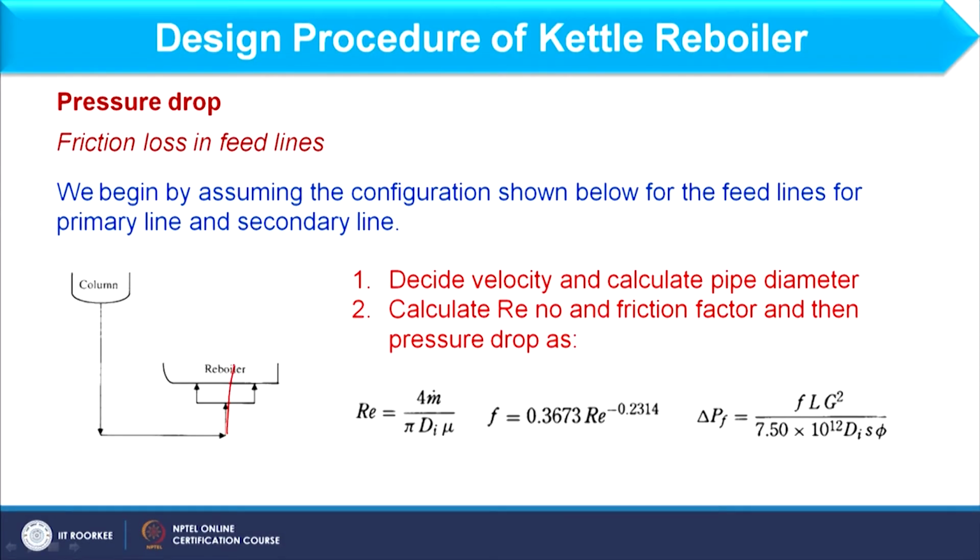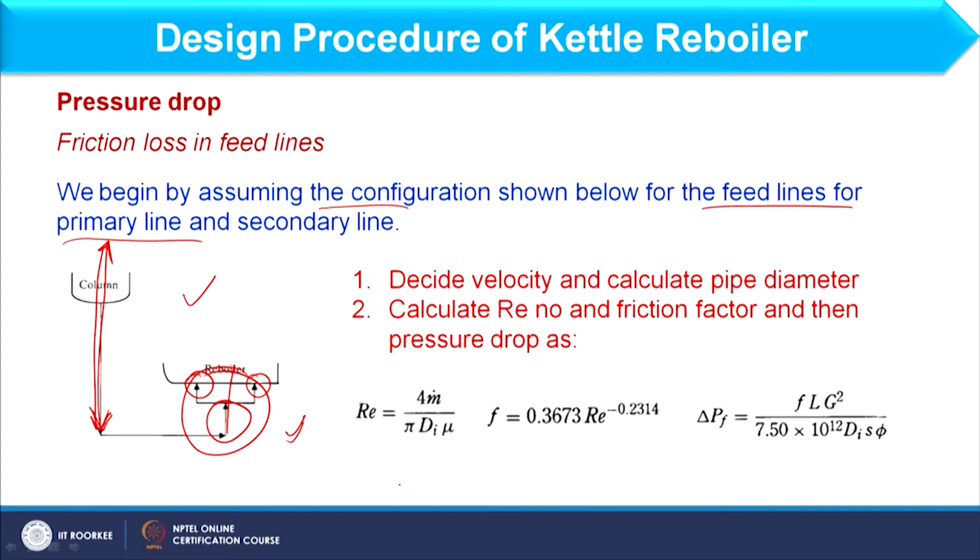If you consider, the feed line is basically this line. The pressure drop which is available in this line, that we already calculated, and this we name as available head. Now, we have to find out the friction loss in this. So, we begin by assuming the configuration shown here for the feed lines from the primary line to the secondary line. This is basically the primary line and these two are secondary lines. Whatever friction loss will be there, that we have to find out.